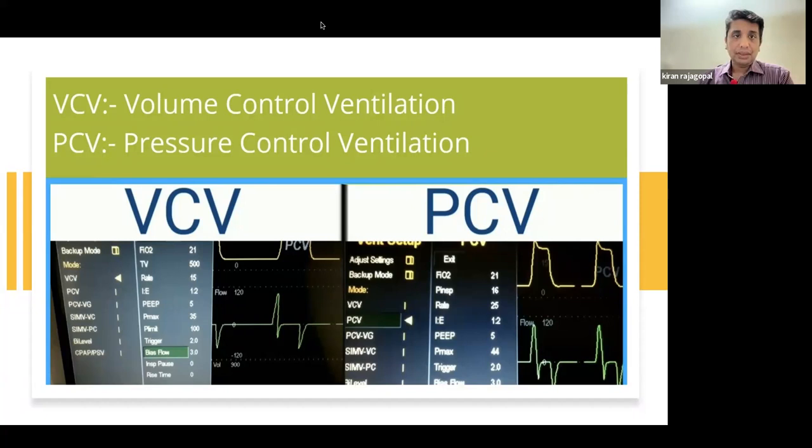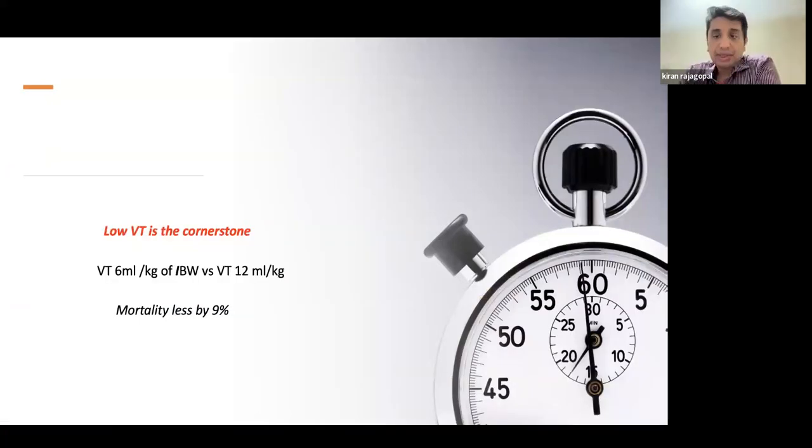So basically, the low tidal volume is the cornerstone of ARDS management. That is, there were a lot of studies comparing tidal volume of around 6 ml per kg ideal body weight versus 12 ml per kg. And what they found was that in patients who were ventilated with 6 ml per kg, the mortality was less by 9%. There was a significant reduction in mortality when patients were ventilated with the 6 ml per kg body weight.